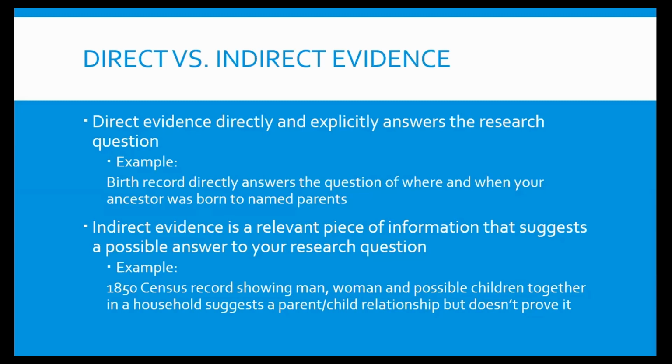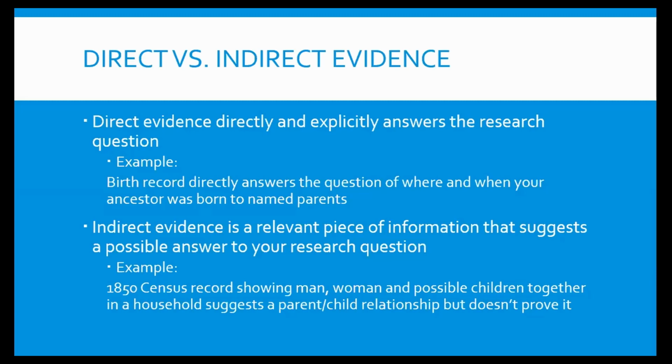And then they ask us a follow-up, which is, well, how am I going to prove who my ancestor was, when they were born, where, and who their parents were? And I say, well, you're going to have to find the answer in a different source, not in a birth certificate, obviously. A birth certificate would be a piece of direct evidence that directly and explicitly answers the research question of where and when your ancestor was born to the named parents. And if you find an original birth certificate, that is a piece of good evidence that this is the right person, the right place, the right time, the right parents.